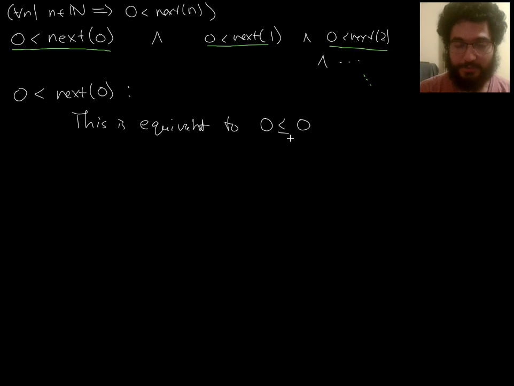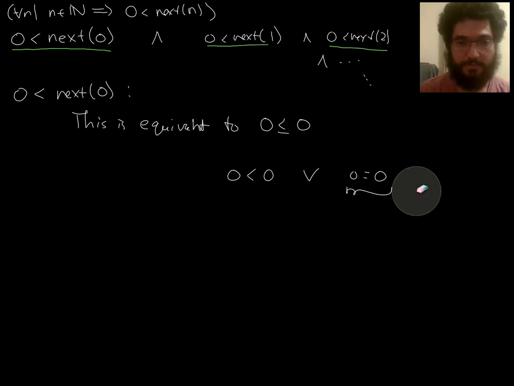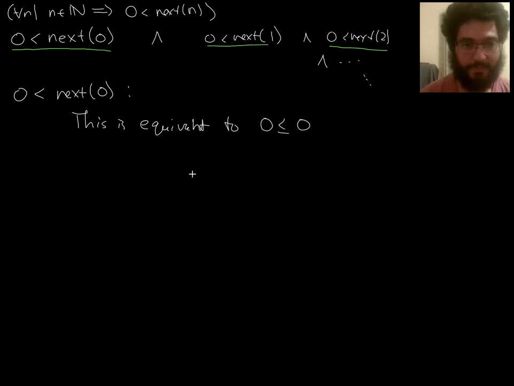Yes, remember less than or equal to is literally defined to be less than or equal to. Do we have 0 less than 0 or 0 equals 0? Yeah, axiom 1 is 0 equals 0. Okay, great. So we have 0 less than next 0. So that's one out of the infinity things we have to prove. Pretty good progress. Here's 2 out of infinity. 0 less than next 1.